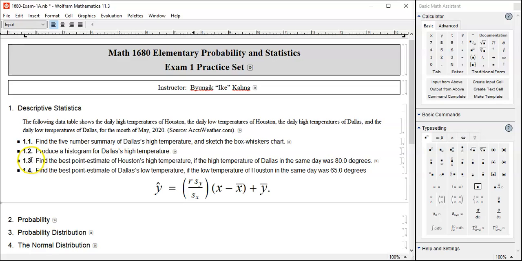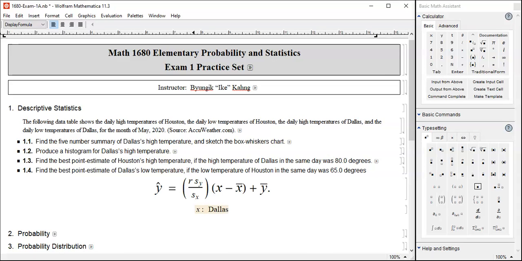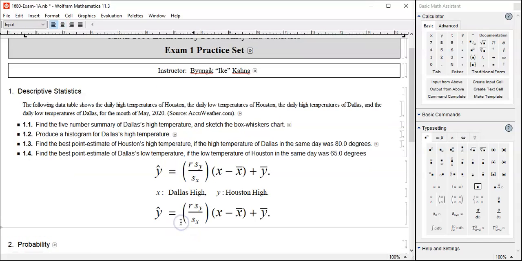Okay, let's go to problem number 1.3. Find the best point estimate of Houston's high temperature. So that's my y. If the high temperature of Dallas is 80 degrees, so Dallas high is something we know, so we are talking about this. X is Dallas high, y is Houston high. All right, and then we are using this formula, of course.